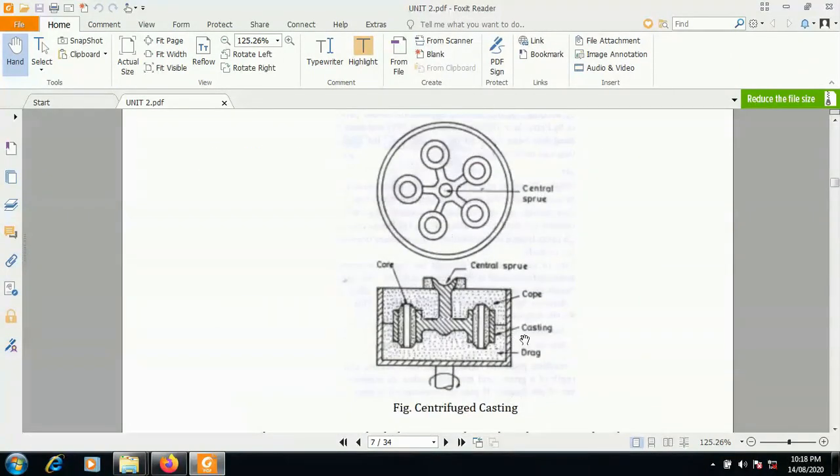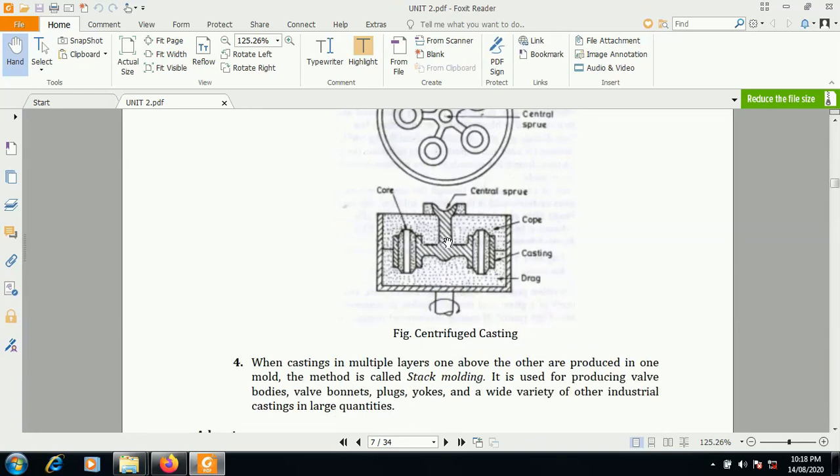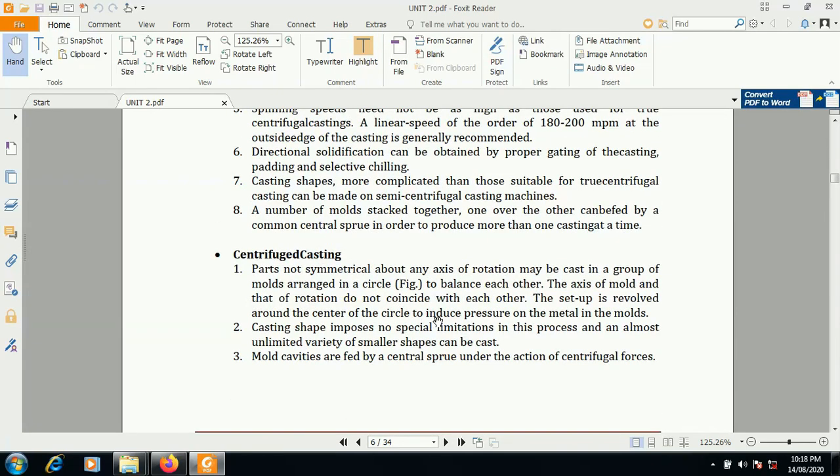By looking at the figure you can see five different castings at a time. Each circle stands for one mold cavity, and the line joining the central sprue and the mold cavity is called a gate. For a single mold cavity we have to use a separate gate. So by using this centrifuge casting process, in a single pouring you can produce a number of components. This is used in the manufacturing of valve bodies, valve bonnets, plugs, and yokes. All these are applications of the centrifuge casting process, for parts having a smaller cross section.